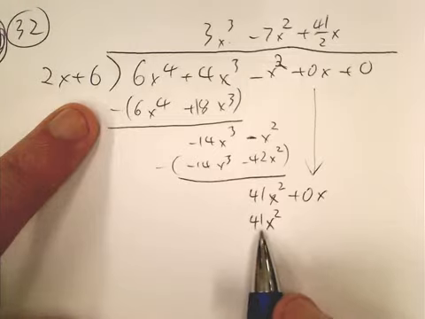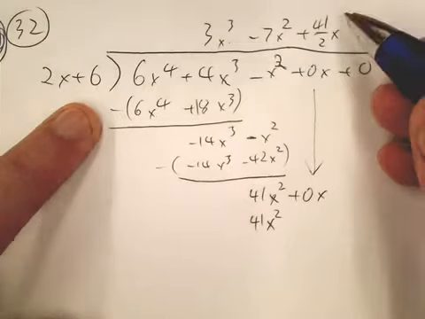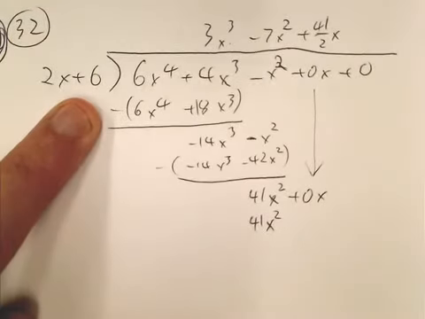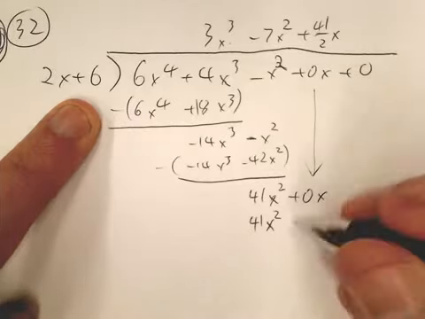Now, 41 over 2 times 6 is going to be 41 times 6 divided by 2. I know it'll go evenly. Times 6 divided by 2. So that'll be 123x.